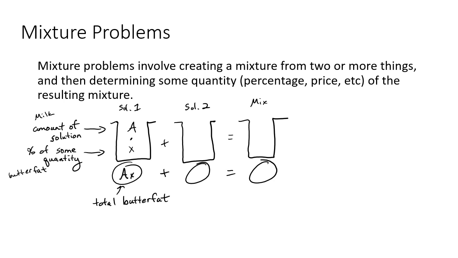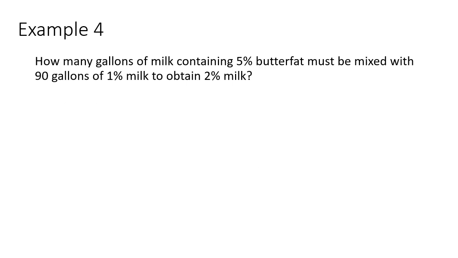All right, so let's actually take a look at this through an example. So in example 4, we're asked how many gallons of milk containing 5% butterfat must be mixed with 90 gallons of 1% milk to obtain 2% milk. So we're taking a very diluted 1% milk, we're mixing it with a 5% milk, and we want to end up somewhere in between at 2%.